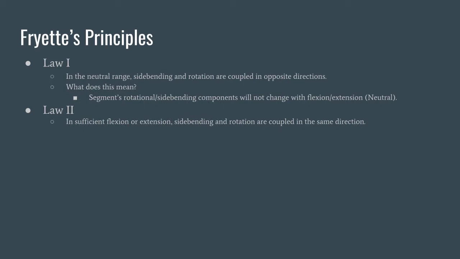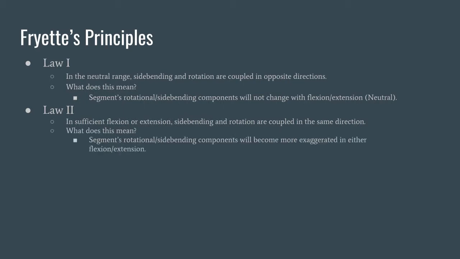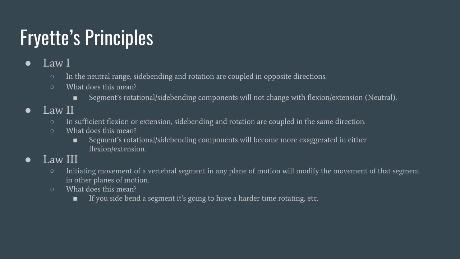In sufficient flexion or extension, side bending and rotation are coupled in the same direction. What does this mean? Segments' rotational and side bending components will be more exaggerated in either flexion or extension. Third law: initiating movement of a vertebral segment at any plane of motion will modify the movement of that segment in other planes of motion.